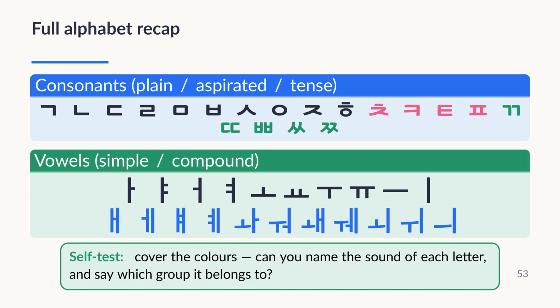Now for a self-test. Cover the colors with your hand and go through the letters one by one. For each, try to say its sound and name which group it belongs to: plain, aspirated, tense, simple, or compound. If you can do most of them, you have genuinely learned the Korean alphabet. If a few are shaky, note which ones and give them a little extra attention. That targeted review is the fastest way to finish the job.